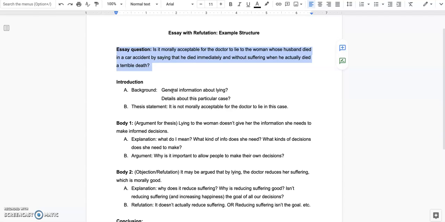Whichever side you argue for, as part of this essay, it would be a great idea to consider the point of view of the people you're arguing against. And that's the idea with the refutation paragraph.